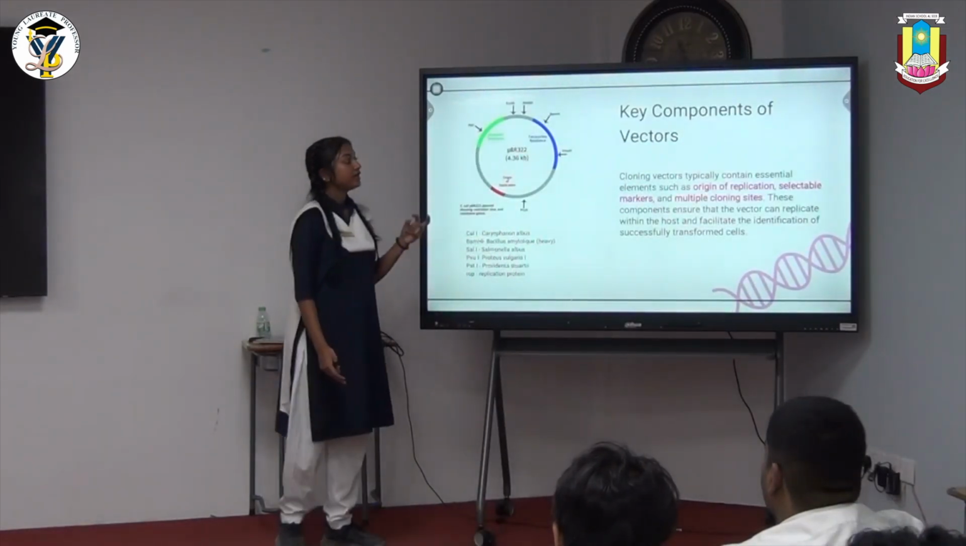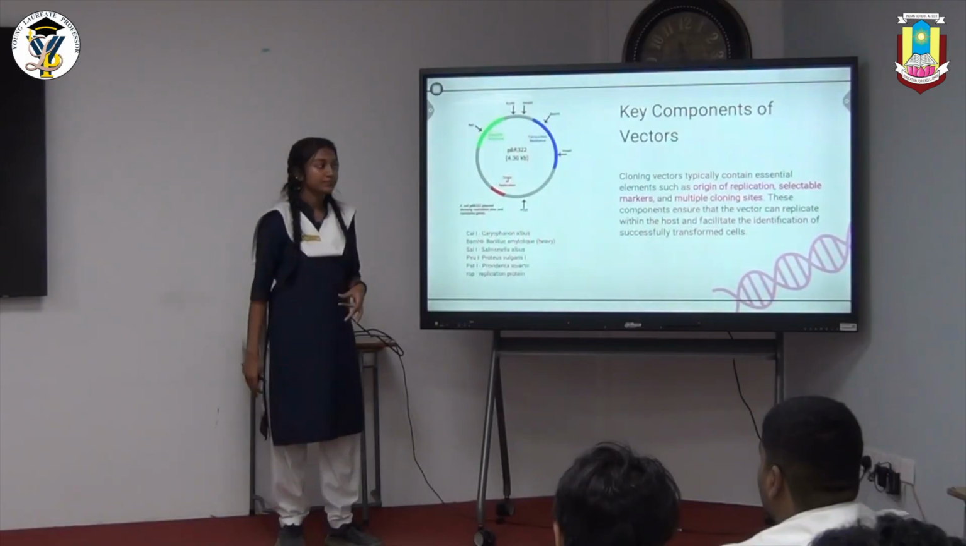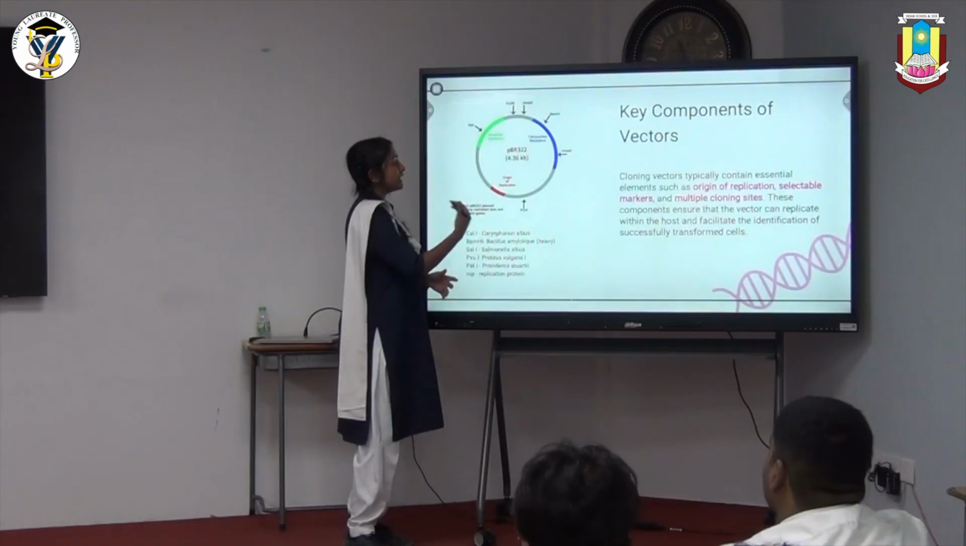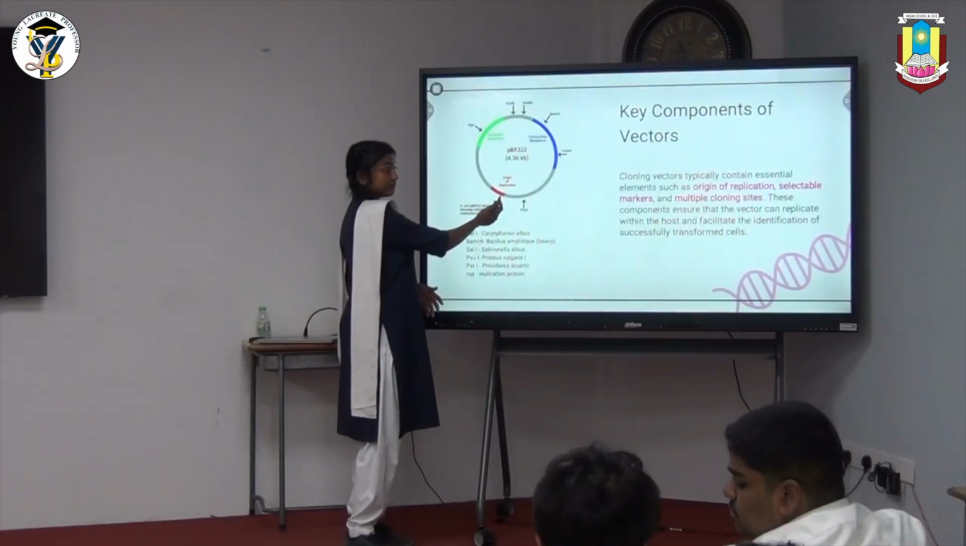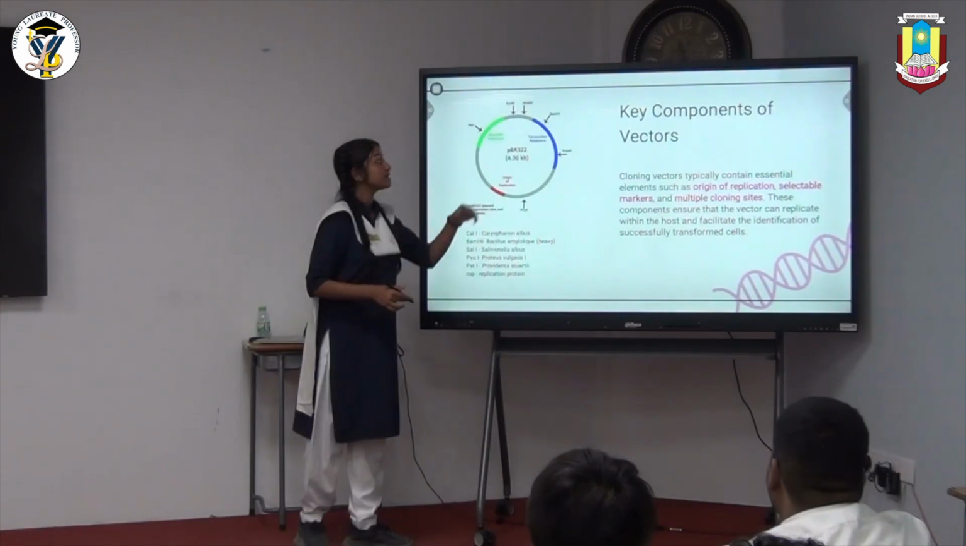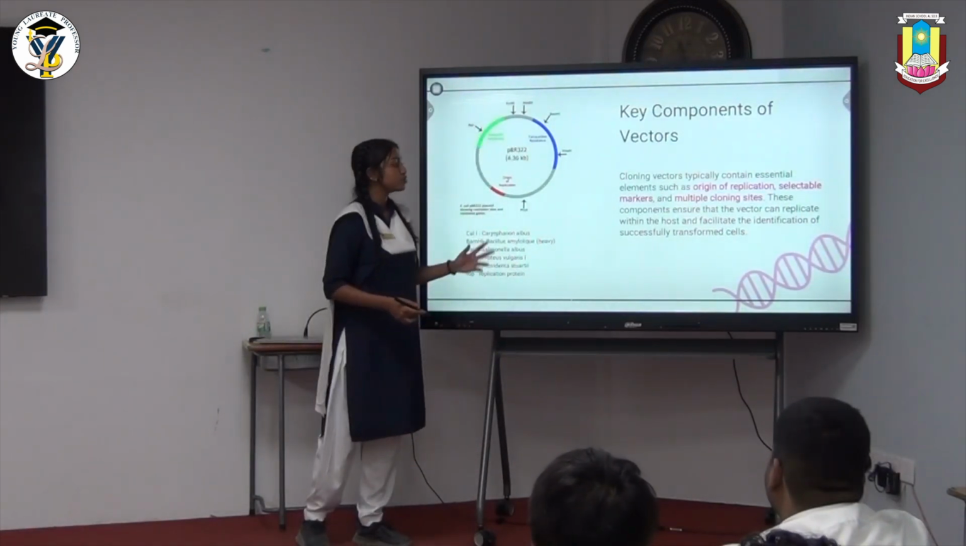Now coming to the key components of a vector, right? Now, a cloning vector basically contains all these elements such as the origin of replication, it contains these selectable markers, and they have these multiple cloning sites over here.